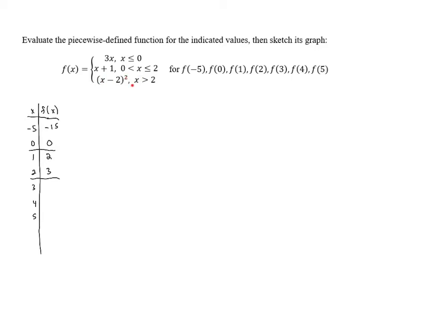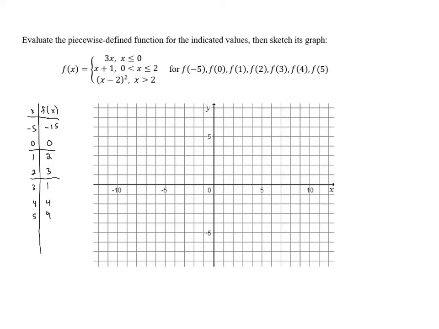And then the third domain is a little bit more complicated. We've got (x minus 2) squared. So 3 minus 2 is 1, and 1 squared is 1. 4 minus 2 is 2, and 2 squared is 4. And then 5 minus 2 is 3, and 3 squared is 9. So we've got our values. Let's go and plot them and try to see what this graph is going to look like.